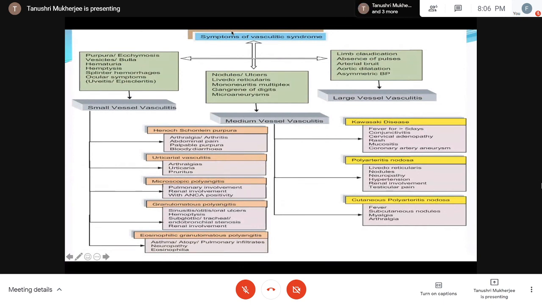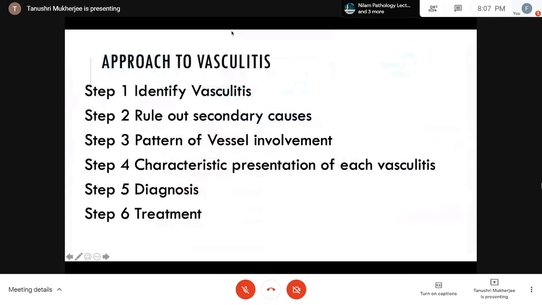Then there can be nodules, ulcers, gangrene. Henoch-Schonlein has arthralgia, purpura, bloody diarrhea. Urticarial vasculitis has urticaria, pruritus. Microscopic polyangiitis has pulmonary involvement, renal involvement, ANCA positive. Granulomatosis with polyangiitis has sinusitis, hemoptysis. Eosinophilic granulomatosis with polyangiitis has neuropathy, asthma, eosinophilia. So this chart, if you make it with the clinical syndromes, is very good. After this, we will see the approach to vasculitis.